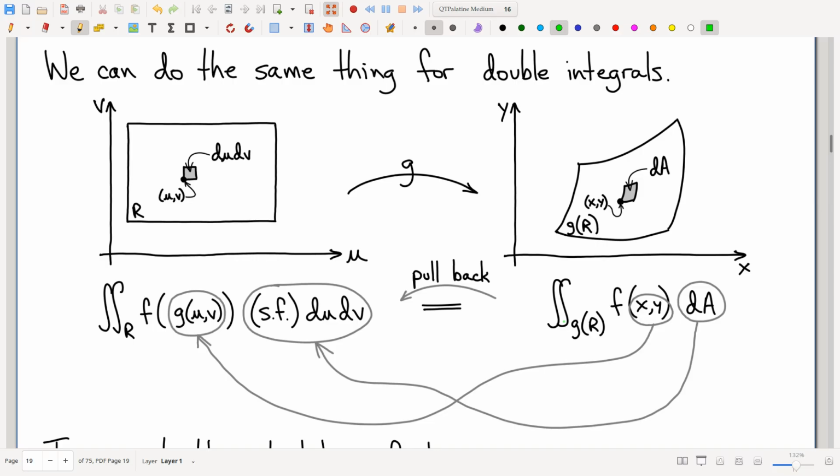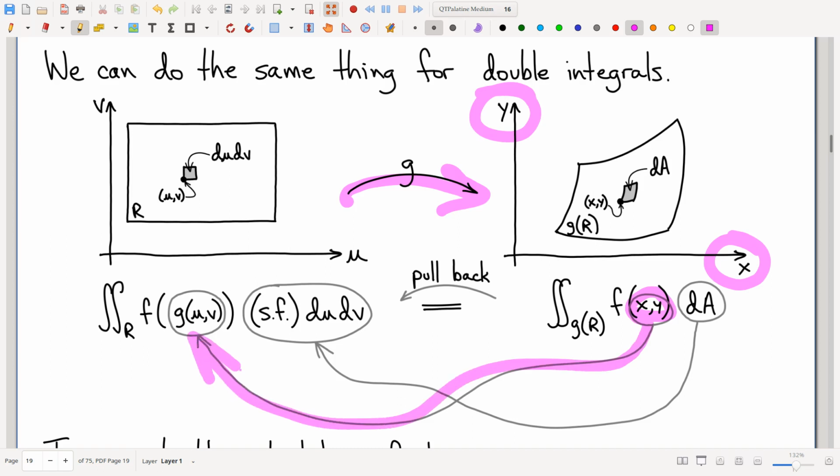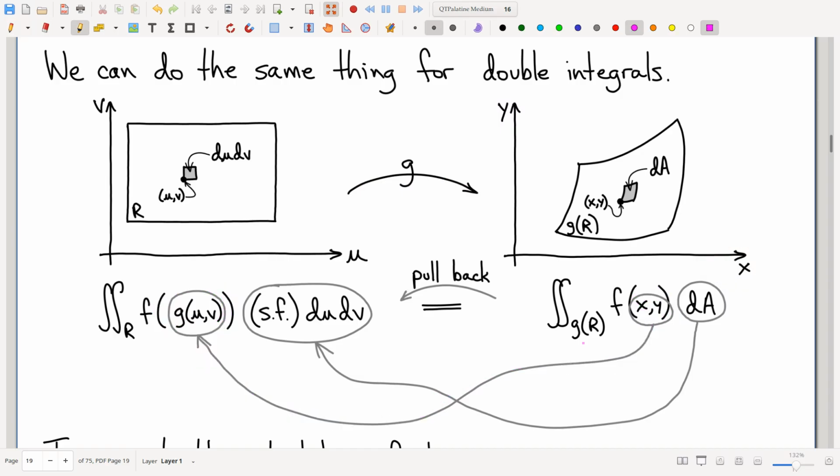Okay, so the idea of a pullback is the same. If I have a function going this way, that literally tells me that x and y are functions of u and v. Plug that in. That would literally just be the plugging-in process. Everywhere you see an x, you put in whatever the formula is for x in terms of u and v. Likewise, y. And then there's also the idea of the stretching factor.